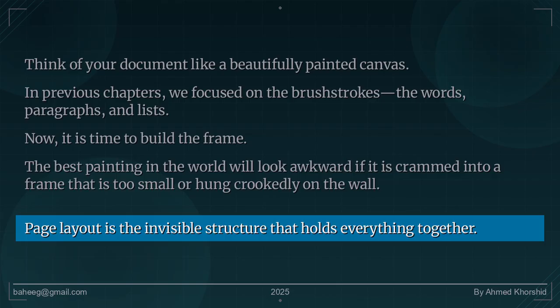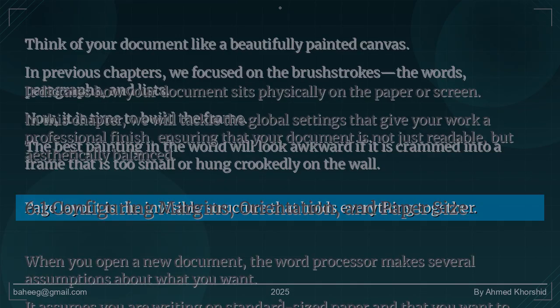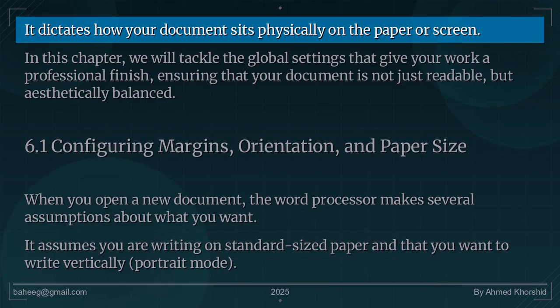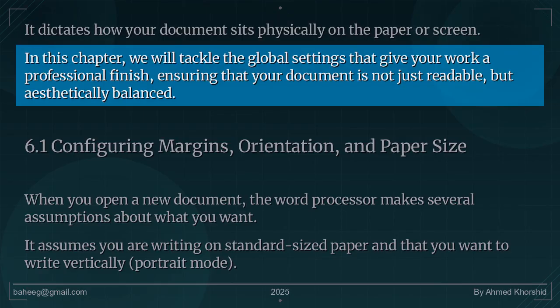Page layout is the invisible structure that holds everything together. It dictates how your document sits physically on the paper or screen. In this chapter, we will tackle the global settings that give your work a professional finish, ensuring that your document is not just readable, but aesthetically balanced.